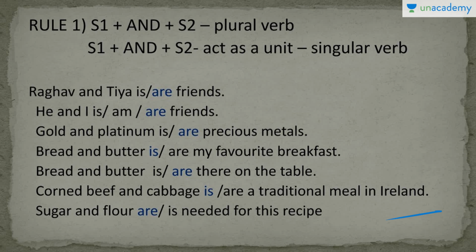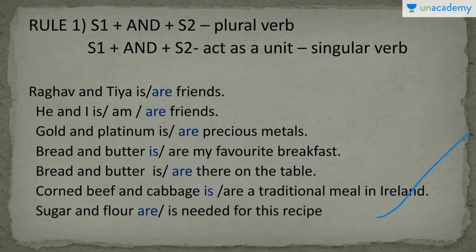Next, corned beef and cabbage is or are a traditional meal in Ireland. Again, you can see corned beef and cabbage both work as a unit to form the traditional meal. Therefore, since they are working as a unit, they act as a singular subject and they give a singular sense and have to be followed by a singular verb only. Therefore, the correct sentence would be corned beef and cabbage is a traditional meal in Ireland.